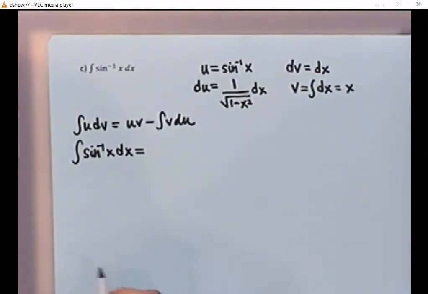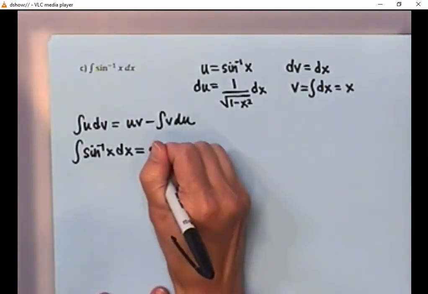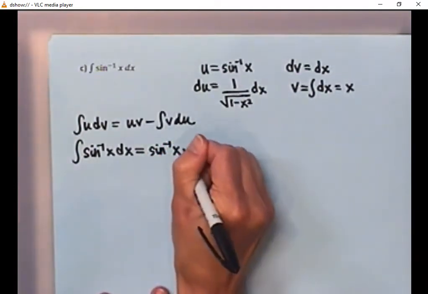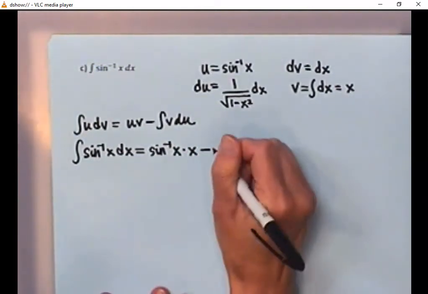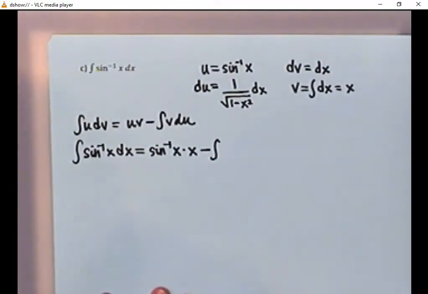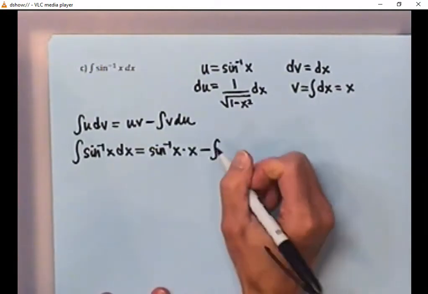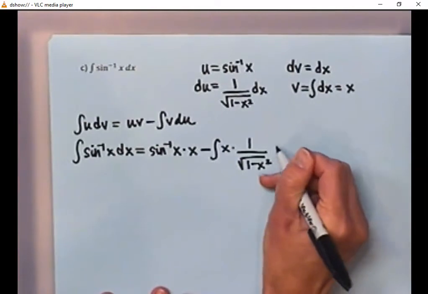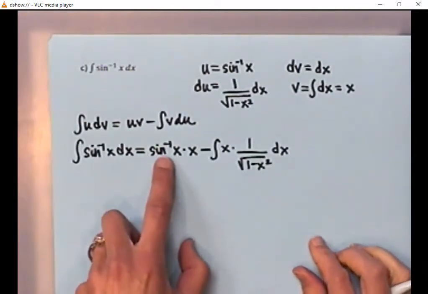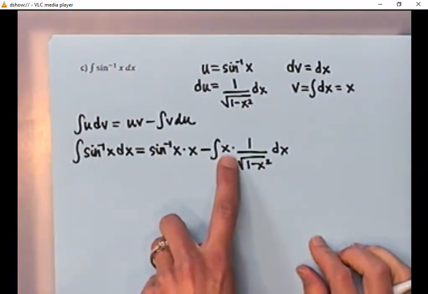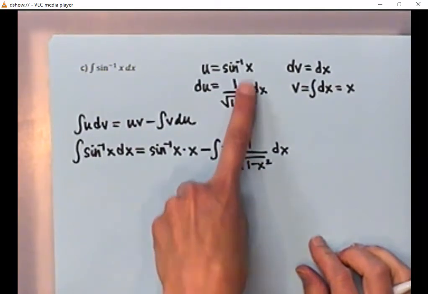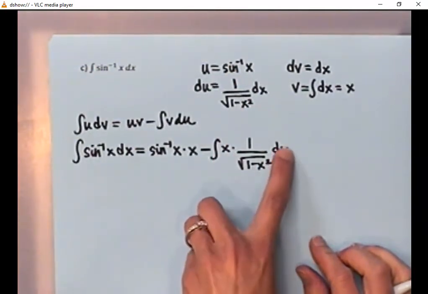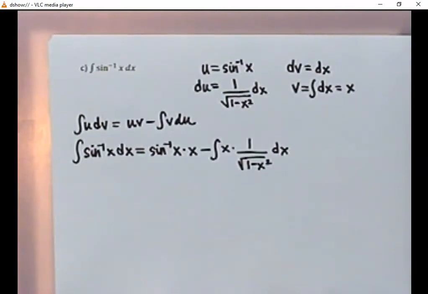So you're going to have sine inverse of x times x. Good. And then what would you have under the integral, Trenton? So you're going to have x, and then 1 divided by the square root of x squared. Yep, good. So he put in the u, the v, minus the integral of v, which is again x, and then du is all of this, 1 over the square root of 1 minus x squared dx.